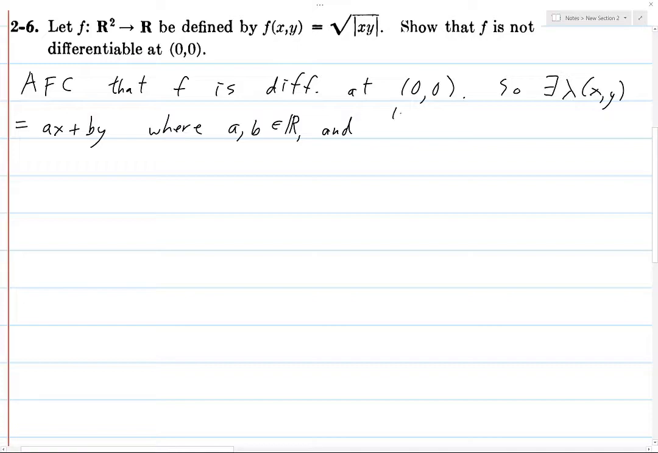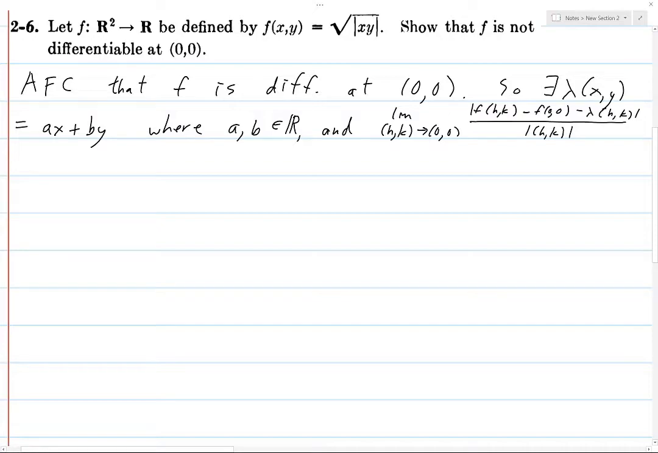And we also know that the limit as (h, k) goes to the origin (0, 0) of, on top, f of (h, k) minus f of (0, 0) minus lambda of (h, k), all divided by the norm of (h, k). So this limit has to be equal to 0.